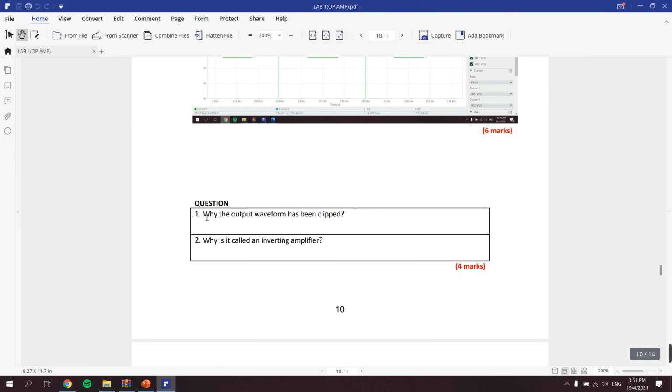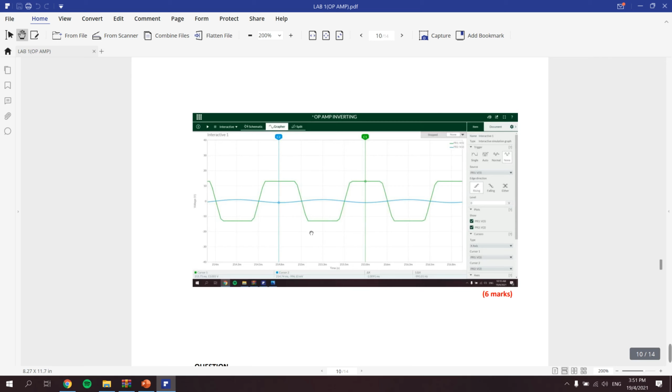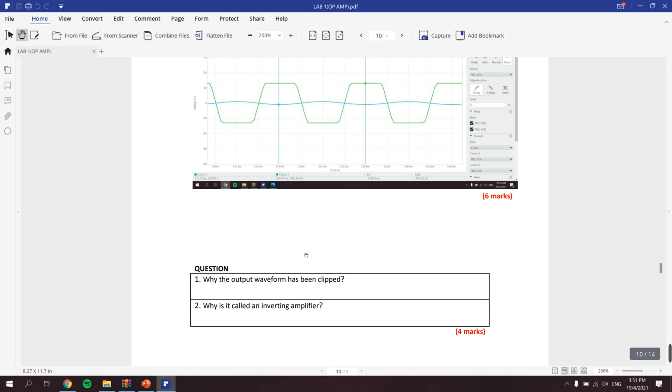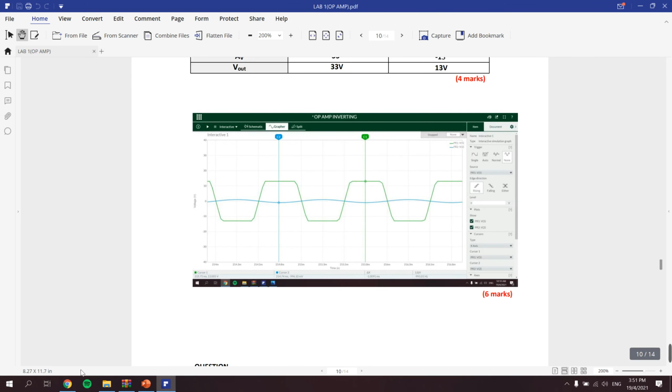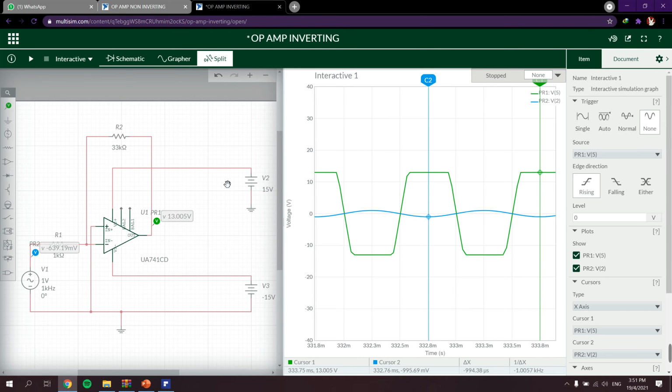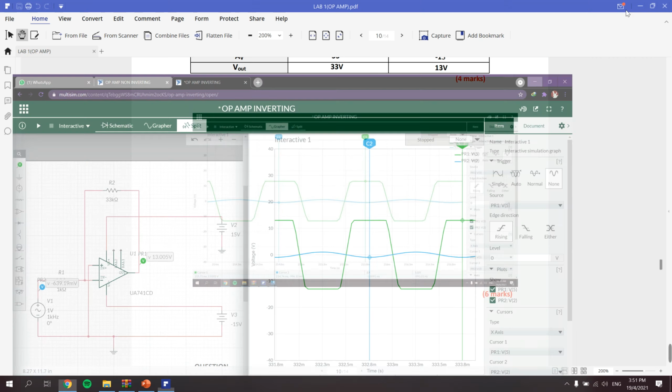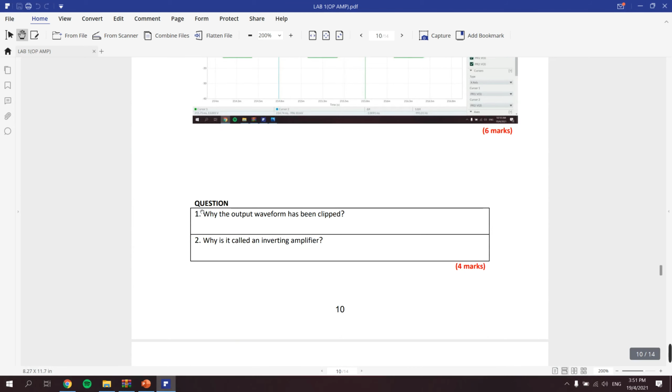I'll be answering the question of why the output waveform has been clipped. Clipping occurs when the voltage in times gain is more than the voltage source. For this one, we only use 15 volts for V source, so 15 volt is the max. We only get 13 because it's impossible to get the same voltage as the V source. So 13 is the maximum for this operational amplifier. That's for the first question.